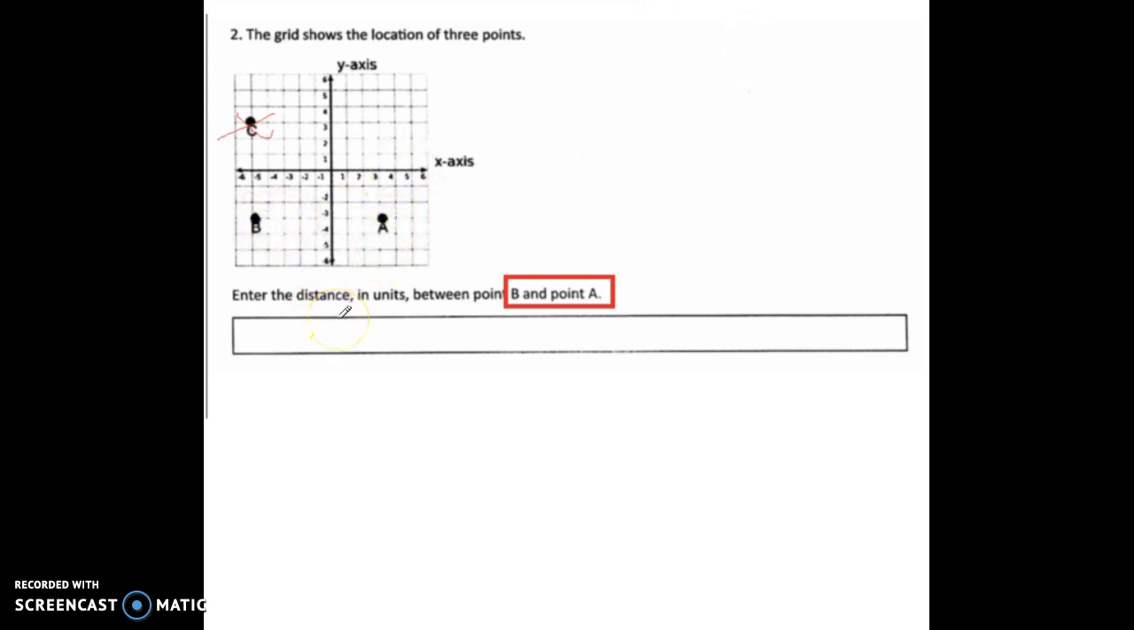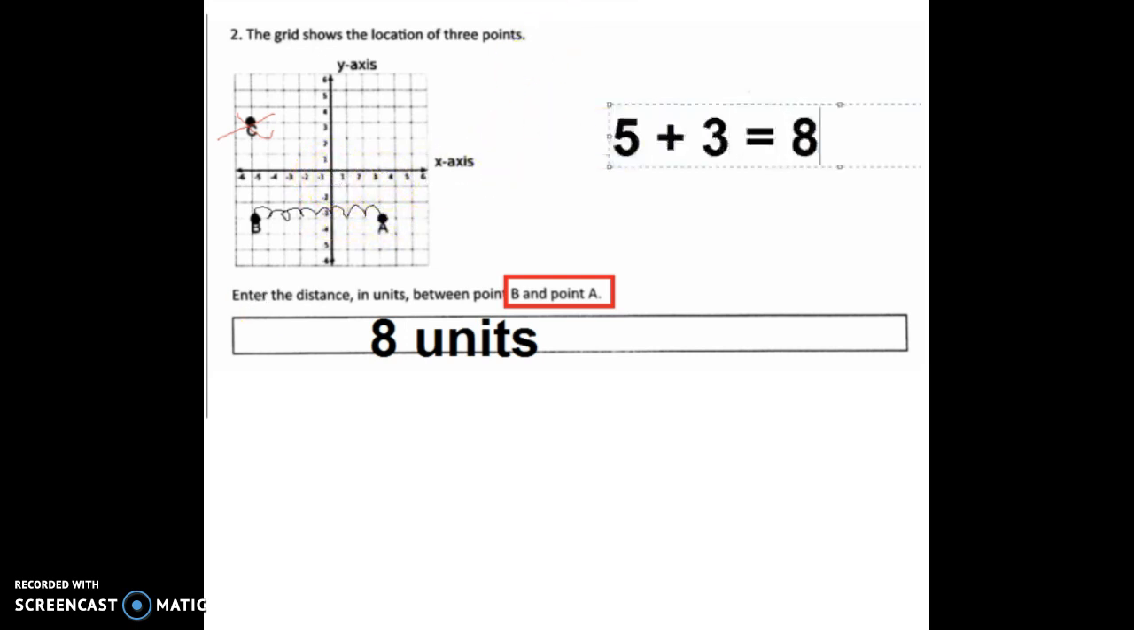So we got 2 different things we can do here. We can either go like this and count each box. We have 1, 2, 3, 4, 5, 6, 7, 8, right? 8 spaces in between. That's one way to do it, and that would be the right answer. We'll say 8 units, right? That's the distance. We can also think about it like this. This is -5, right? So -5 to 0 is how many spaces? If we're doing absolute value, it's 5. And we have 0 to 3, right, over here. So now we have 5 plus 3, and that equals 8.